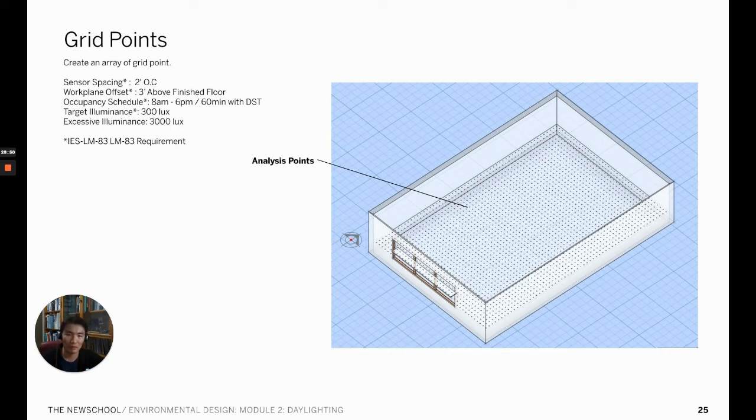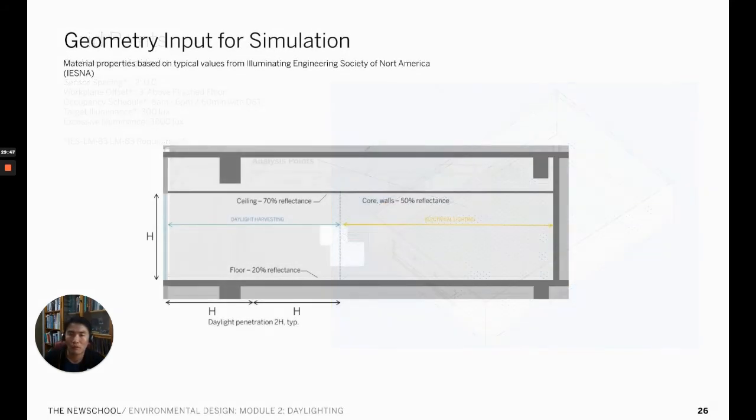Then the next step is to prepare grid points for the analysis. These grid points can be generated generally based on 2 feet on center. Since we are measuring the desk's work plane, 3 feet above the finished floor is the typical height for the array. Then we set the general reflectance of the interior model elements.